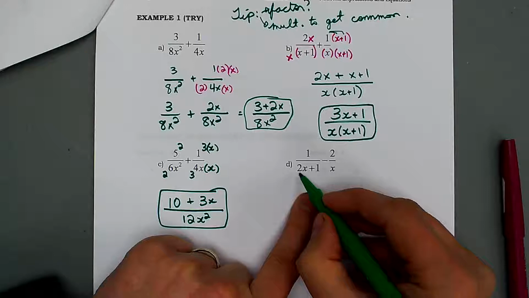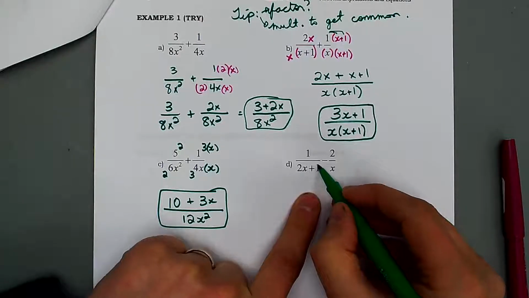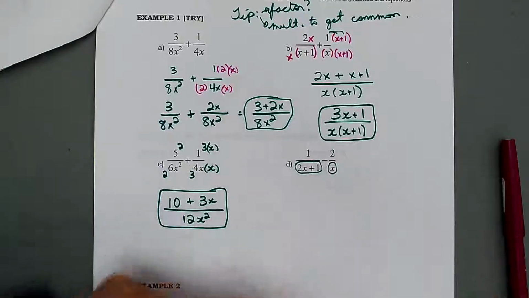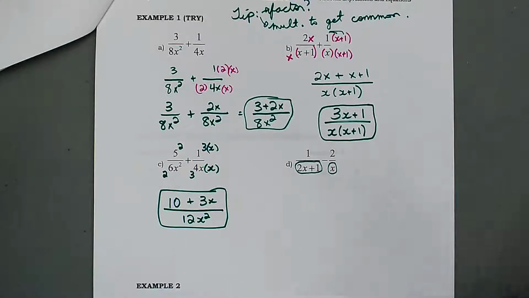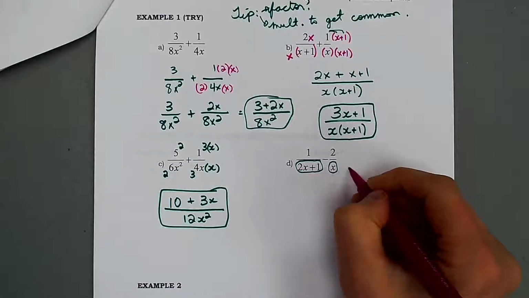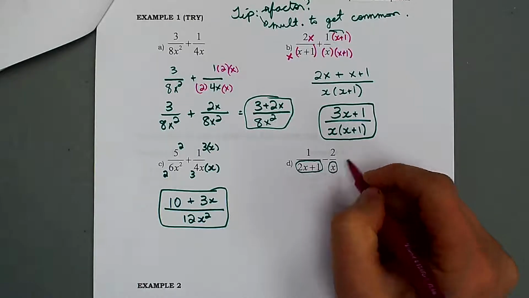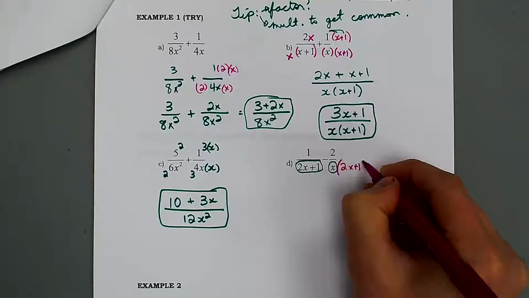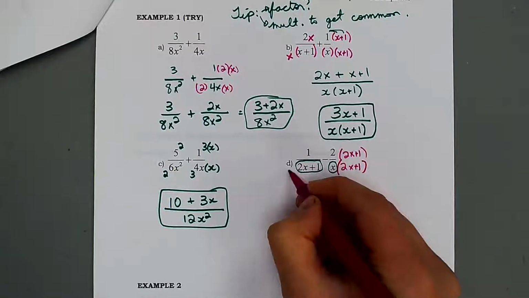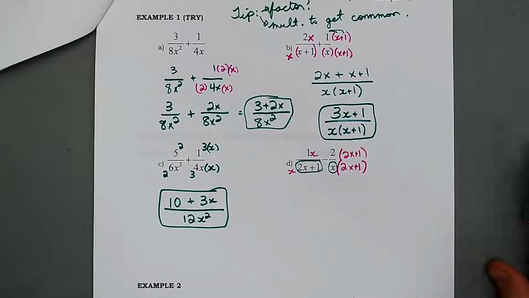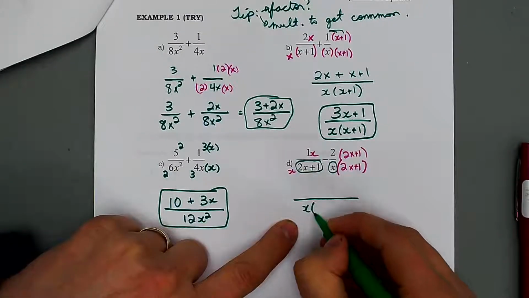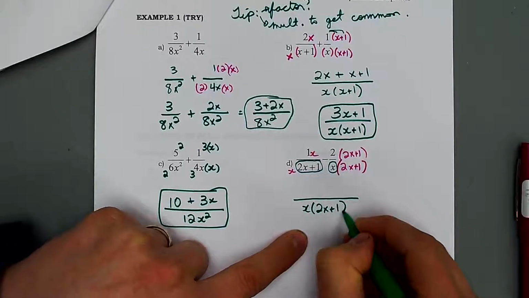And for this one, a 2x plus a 1 is totally different than an x. And so just like we did above, there is no way that we're going to add a 1 or times by a 2 to get these to match. These are very, very different terms. And so I can multiply by a 2x plus 1, top and bottom, multiply by an x, top and bottom, and this gives us a common x times a 2x plus 1 on the bottom.